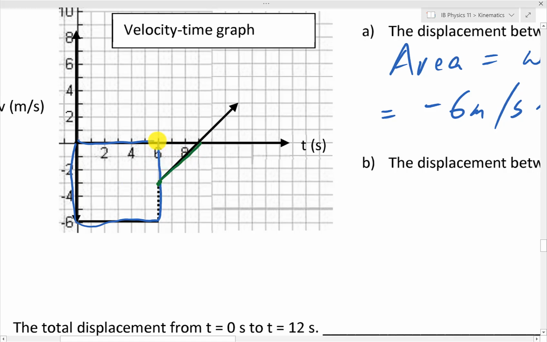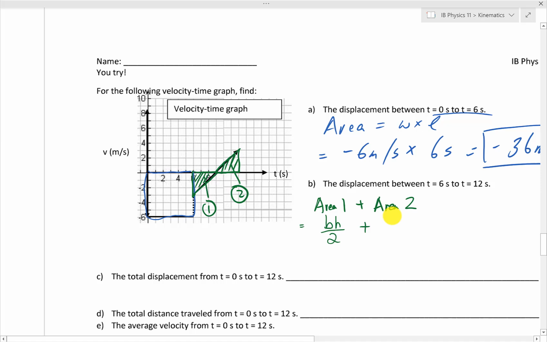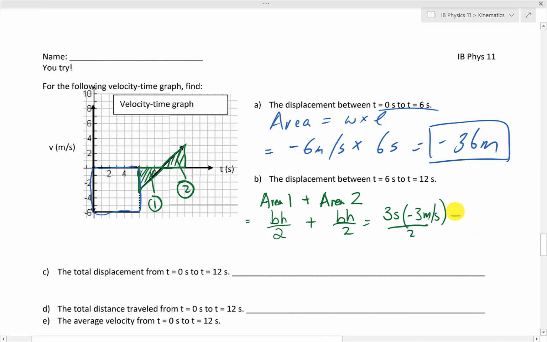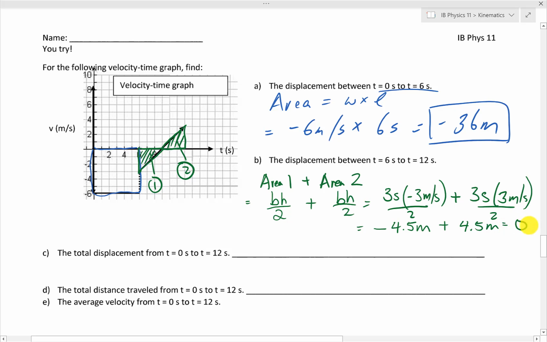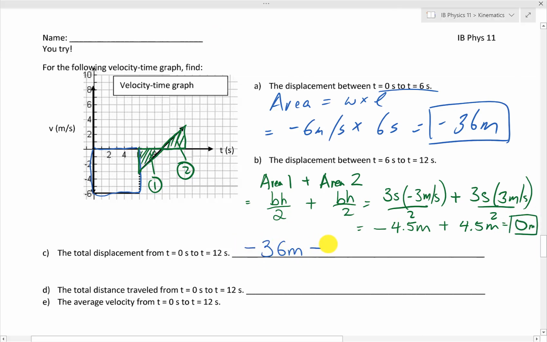Then the next segment, we have two parts again because it's broken off by the origin, separating area 1 and area 2. We're talking about triangles, so it's base times height. The first one is 3 seconds for our base and -3 for our height. The second is above the graph, so it's a positive 3 meters per second. We add them up together, and it is 0 because they're symmetrical and the same shape. Their total displacement is just the top part, because the second part is 0.